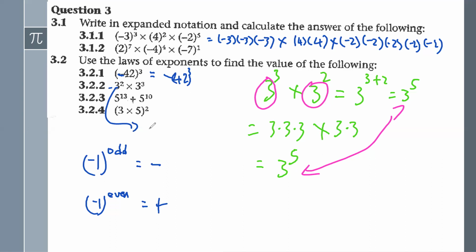I've kind of done this already. Here, you're going to write this as 5 to the 13 over 5 to the 10. Bases are the same, just subtract. And so 13 minus 10 is 3. That is basically what you're going to do here. I want you then to explore and see if you can do 3.2.4.